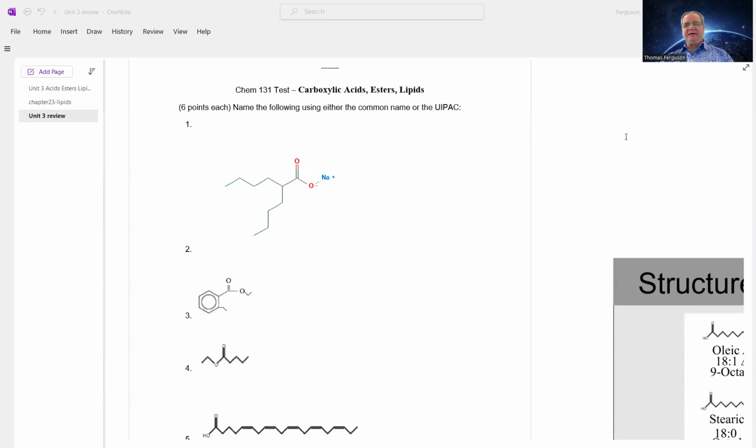Okay, so let's look and go over some of this stuff. Like on every test, there's naming, there's intermolecular forces and reactions. So, okay, we're naming these guys here.